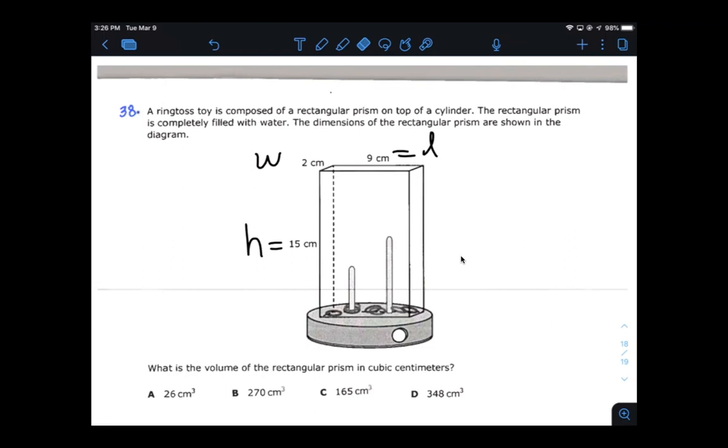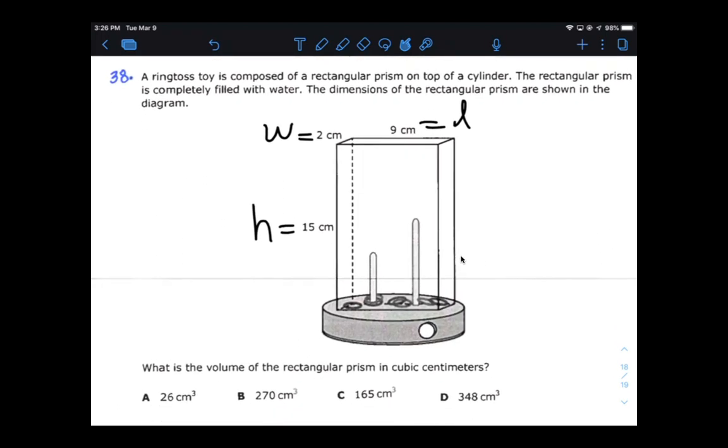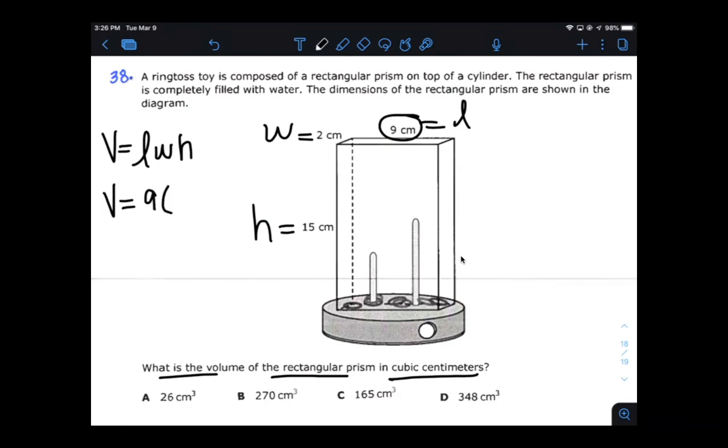And I know you did go over volume of a rectangular prism in 5th grade. We are going to cover that here in 7th grade as well, right? But this is some previous knowledge that could be really helpful right now. So the question here is, what is the volume of the rectangular prism in cubic centimeters? So volume, the formula is length times width times height. So all I have to do is substitute these numbers. Instead of L, length, I'm going to use 9 centimeters times width, 2 centimeters, times height, which is 15 centimeters.